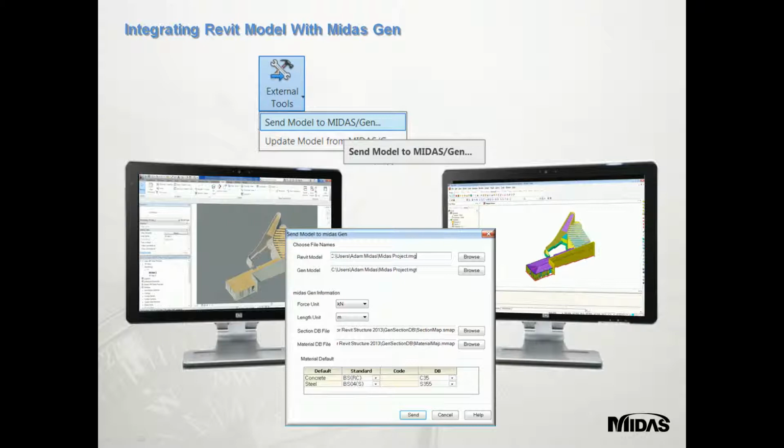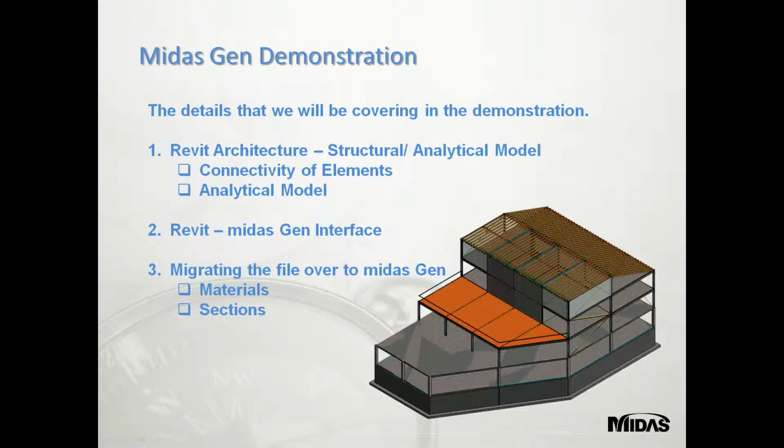So here you see the direct link between Revit and Midas Gen. The dialog box appears and we have a few options like file location, units and material properties to be considered for the transaction. This is a very fast and effective way of communicating the model over to Gen. Here is some of the material we're going to cover during the demonstration.